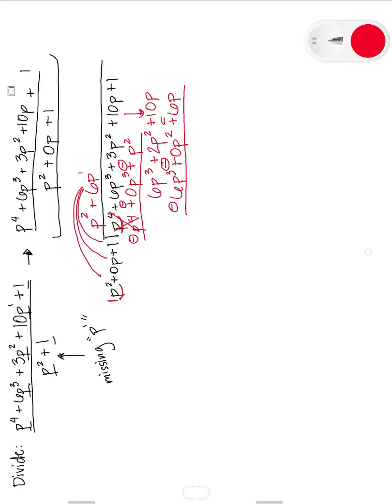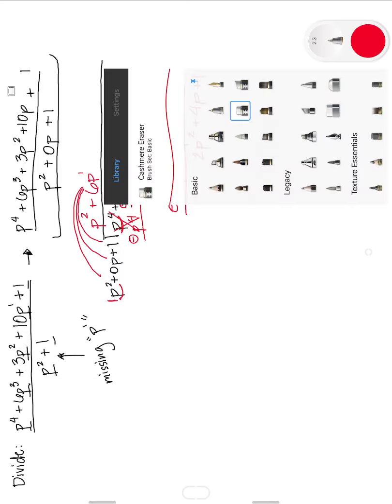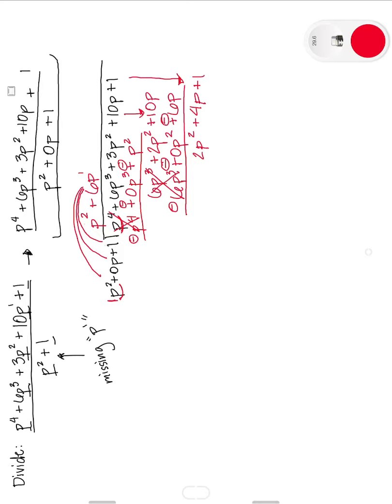Because we're going to subtract, again we switch signs. So 6p cubed minus 6p cubed cancels out. 2p squared minus 0p squared is just going to be 2p squared. And then 10p minus 6p is going to be positive 4p. And we bring down the 1. Okay.